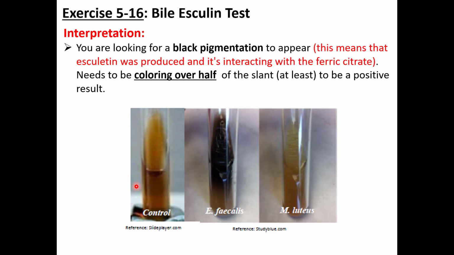It means there's no bacteria in here. But this one, even though there's bacteria on it, there's nothing happening. So we would see the same color in this case. So the only one positive would be E. faecalis. So we would have to make sure that this black color would be at least halfway into the medium, just to make sure it's positive.